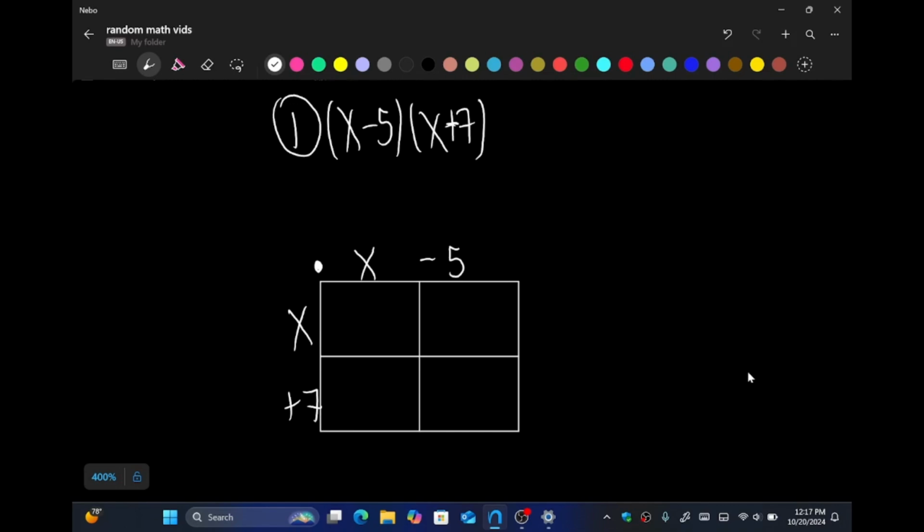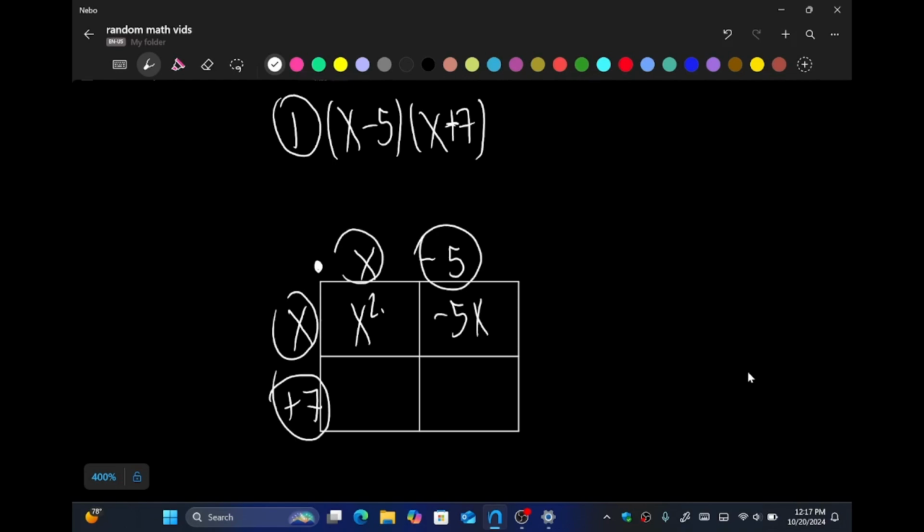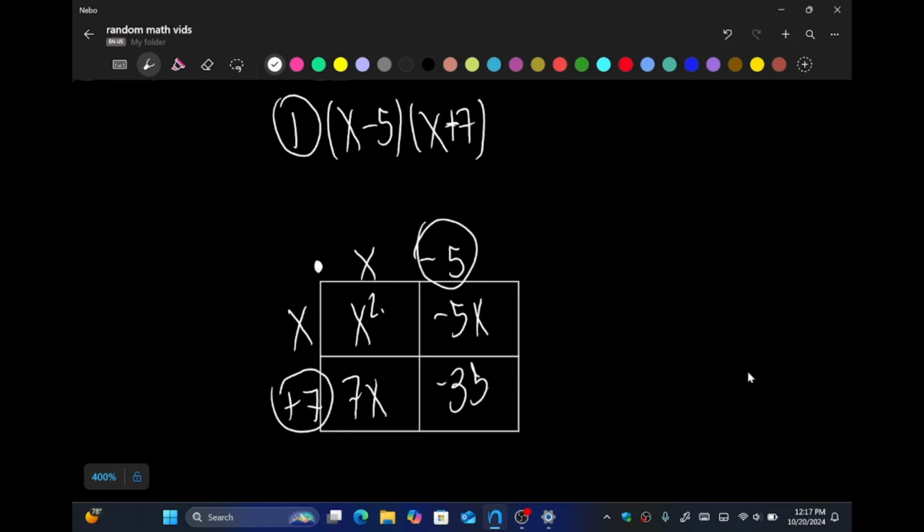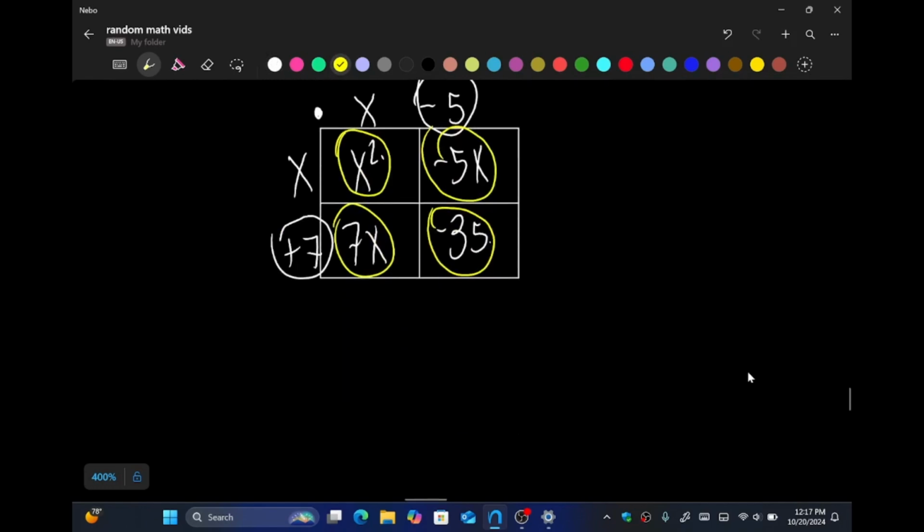So x times x is x squared. x times negative 5 is negative 5x. 7 times x is 7x. And then lastly, 7 times negative 5 is negative 35. So you're just going to grab every single term here and write it down.